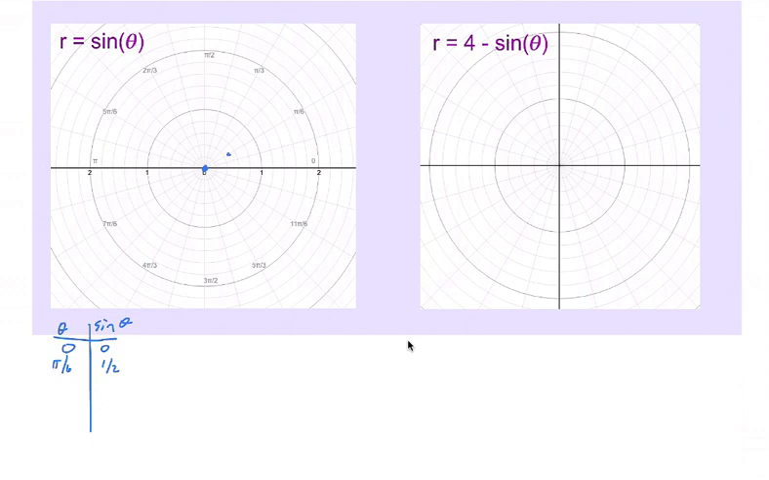By the time theta is pi over 2, sine is 1. So it has grown. And then it'll start to shrink again. So at 5 pi over 6, the radius is 1/2 again. So 5 pi over 6, that's in this direction. The radius is back down at 1/2. And by the time theta gets to pi, the radius is back down to 0. Now that's not quite as round as it should be, but that's actually a perfect circle.